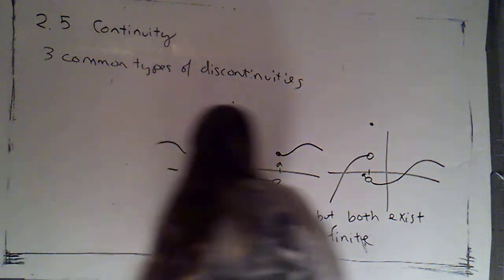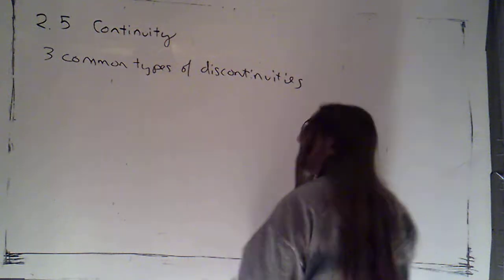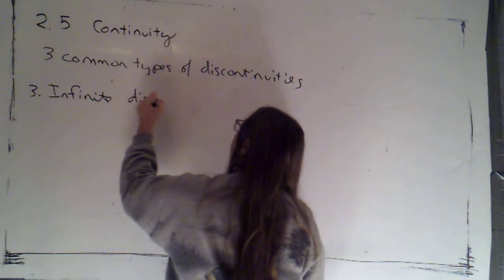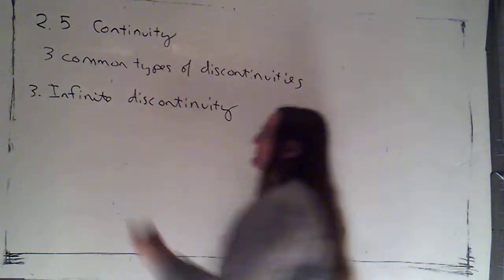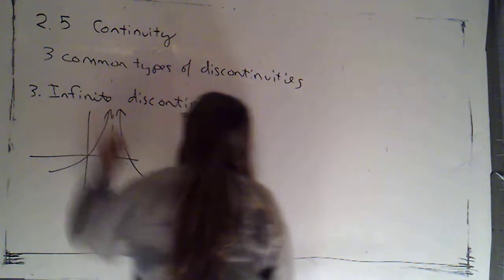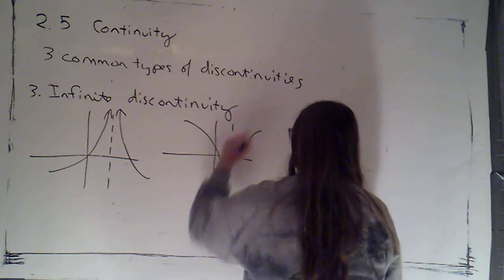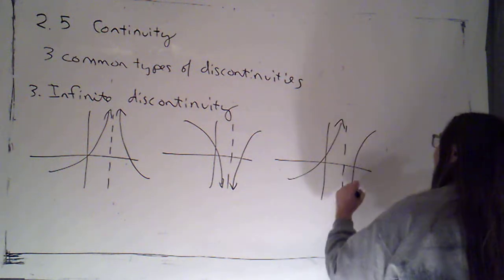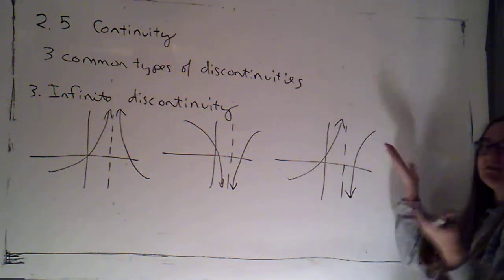All right, and the third type of discontinuity that's very common is an infinite discontinuity. And as you might guess, that's going to be where we have a vertical asymptote. So I might see something like so. Maybe we're going up on both sides. I could have a situation where we're going down on both sides. And I could certainly have a situation where we're going up on one side and down on the other. I could draw a fourth picture where we're going down on the left and up on the right.